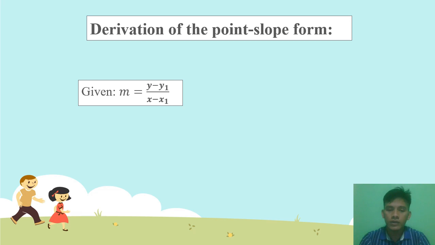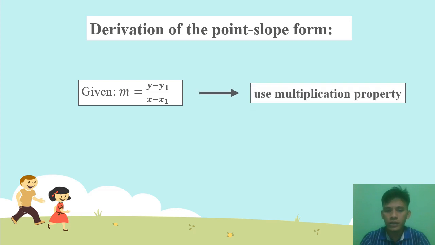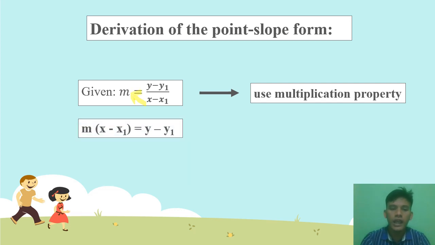Given m is equal to y minus y sub 1 over x minus x sub 1. Use the multiplication property. So, we will multiply x minus x sub 1 to m. And this will be the result. m quantity x minus x sub 1 equals y minus y sub 1.